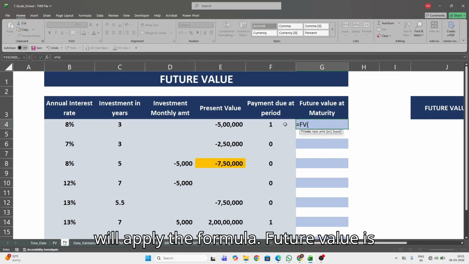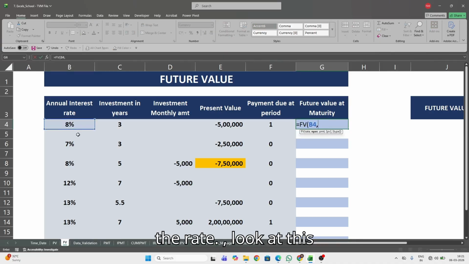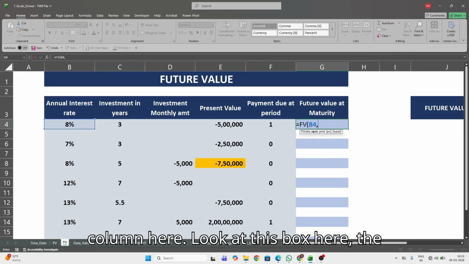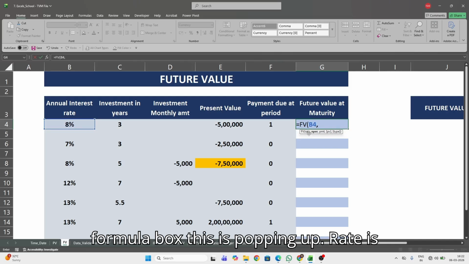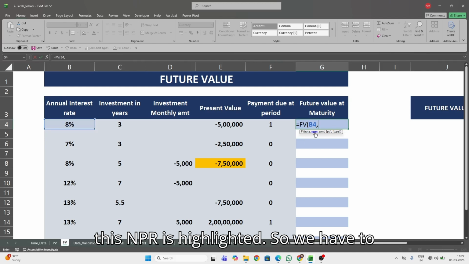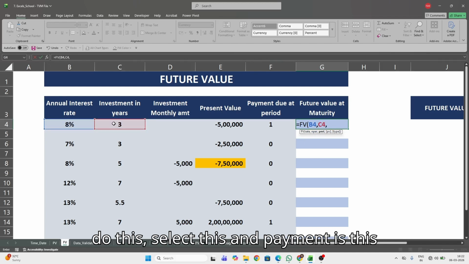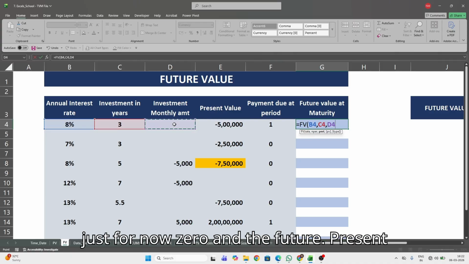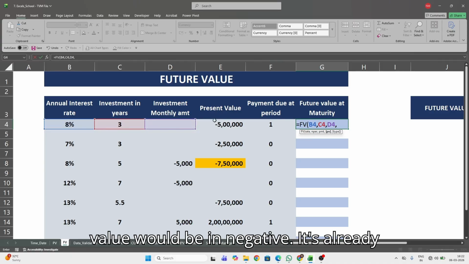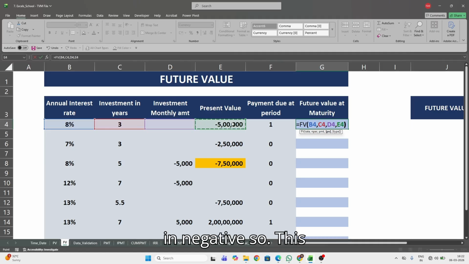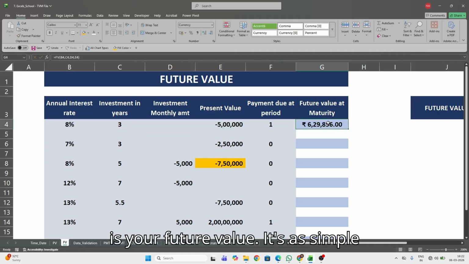Future value is the rate, comma, look at this column here, look at this box here, the formula box, this is popping up. Rate is this, NPER is highlighted, so we have to select this, and payment is this, just for now 0, and the present value would be in negative. It's already in negative, so this is your future value. It's as simple as that.